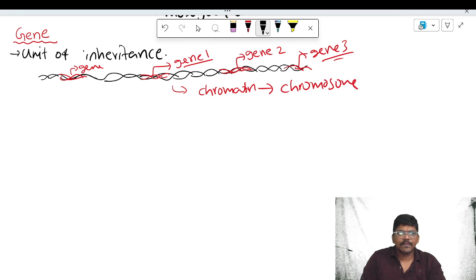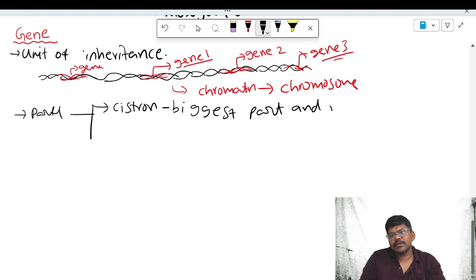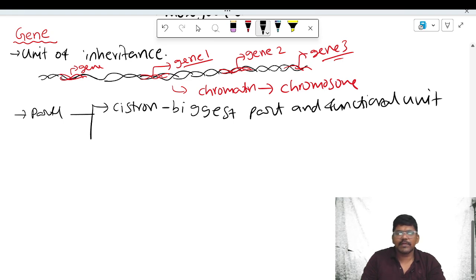If you observe the structure of a gene, it contains mainly three parts. The first one is the cistron. The cistron is the biggest part of the gene and its functional unit. It forms the protein, which is involved in translation. Hence, we can say that the cistron is the biggest part and functional unit of the gene. The cistron can also be called the structural gene. Structural gene and cistron are both the same.